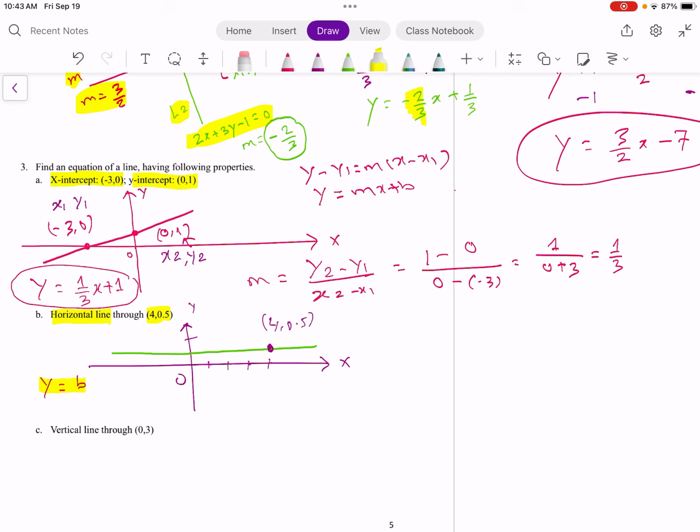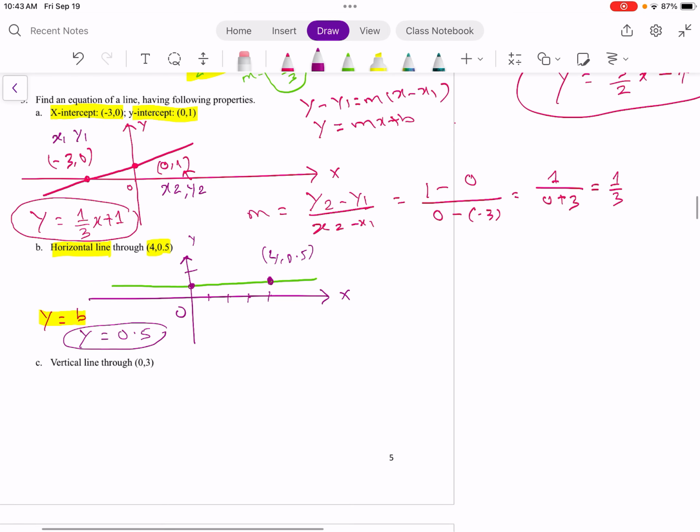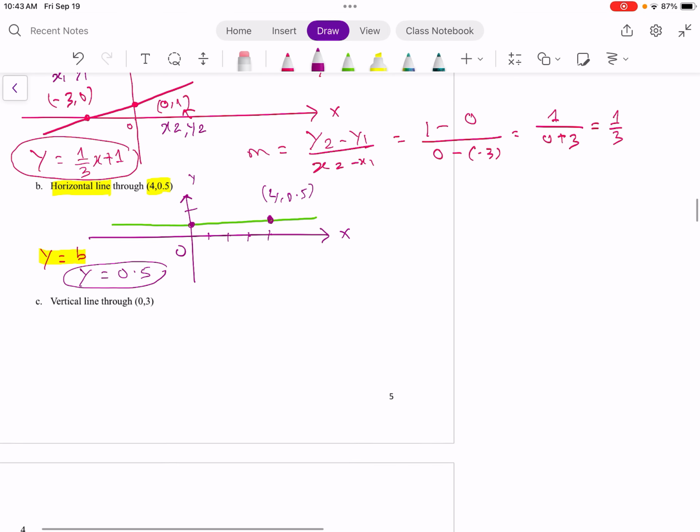Now at what point does this line cross the y-axis? 0.5. So you are looking at this point, and this point is 0.5, so y equals 0.5 is the equation of this horizontal line. To find the equation of a horizontal line, you should know at what point that line crosses the y-axis, and y equals that number is the equation of the horizontal line.